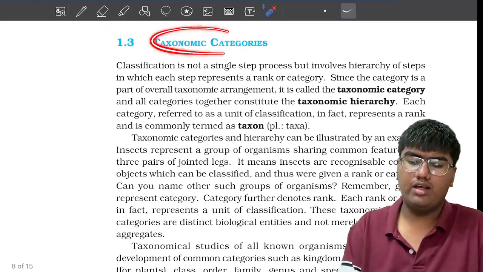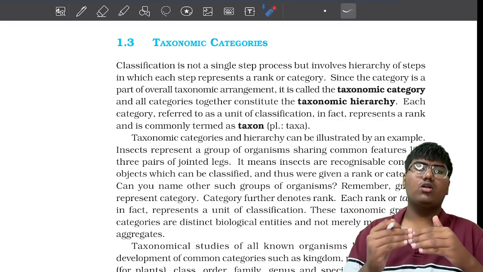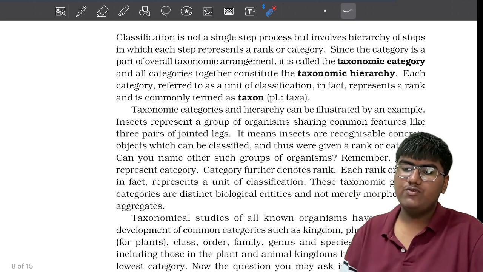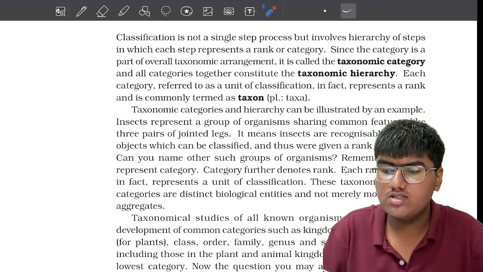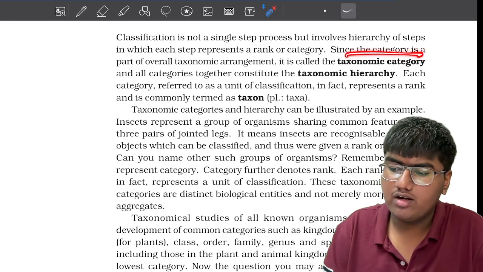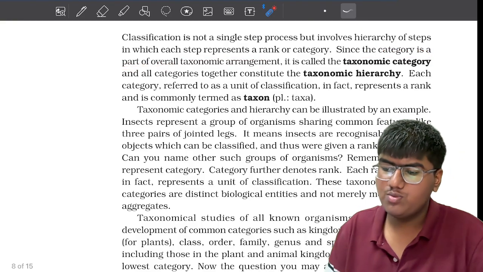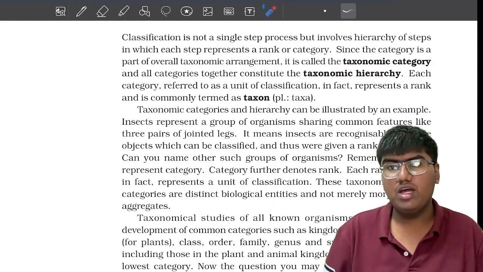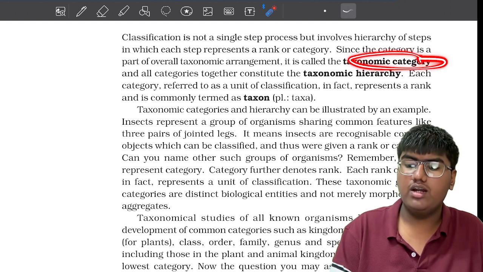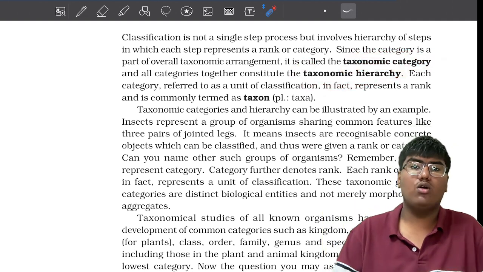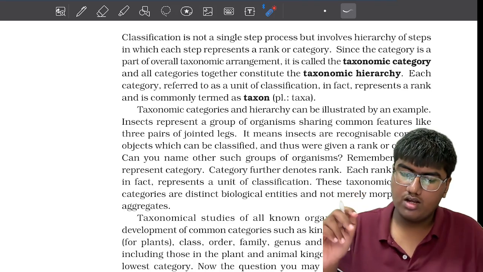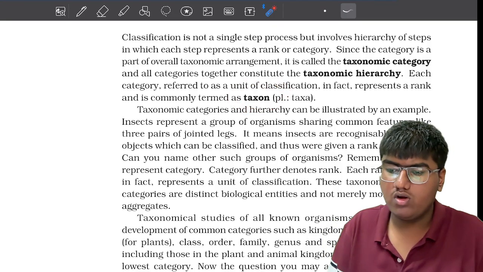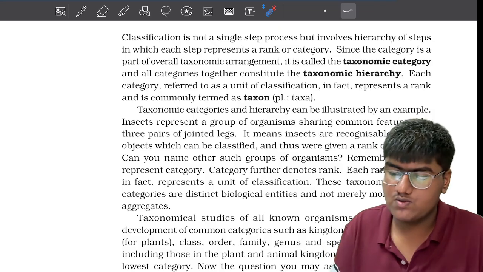Now let's understand the taxonomic categories. We come back to taxonomy, the taxa which we see, and let's see how you categorize them. Classification is not a single step process but involves a hierarchy of steps. Since the category is part of the overall taxonomic arrangement, it is a taxonomic category, and all categories together constitute the taxonomic hierarchy. Each one is a taxonomic category. When you put all of them together, it is the taxonomic hierarchy. Each category is referred to as a unit of classification, which is a taxon or taxa. Plural is taxa, singular is taxon.